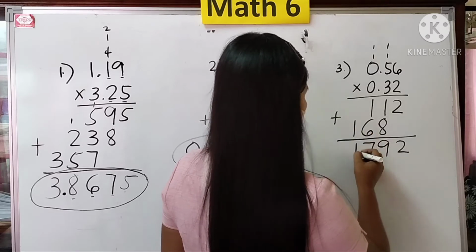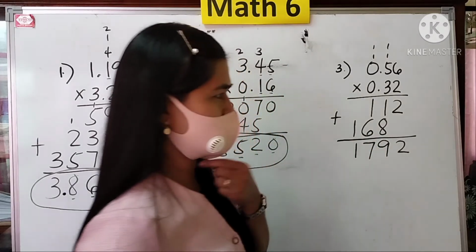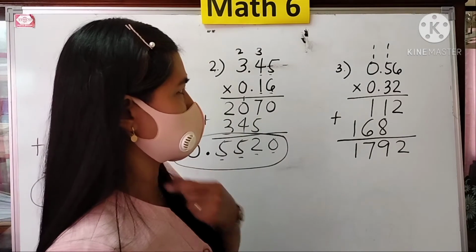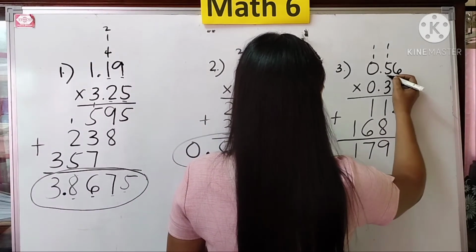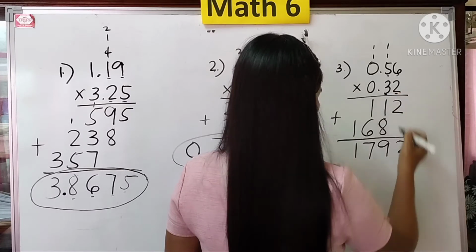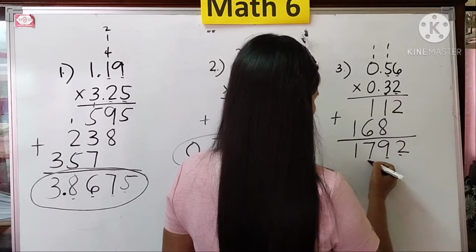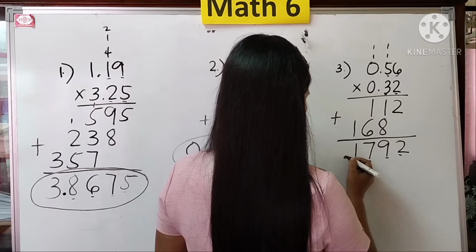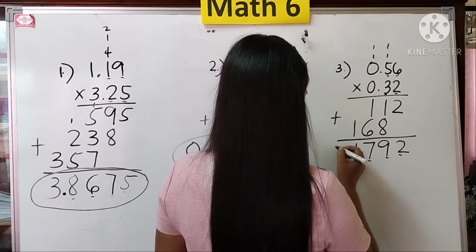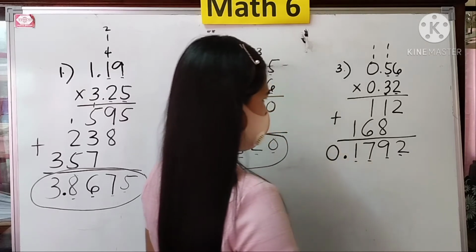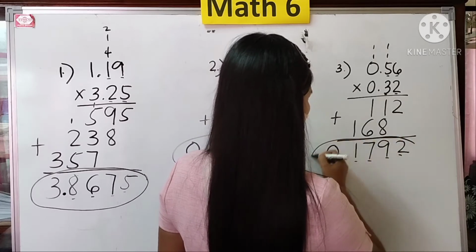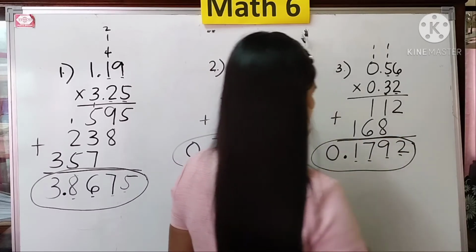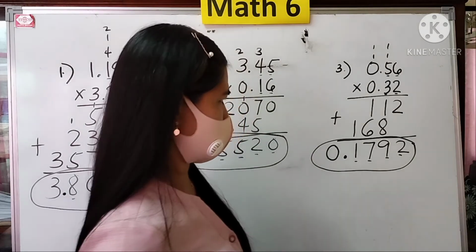Then bring down 1. So after that, you may now count the total number of decimal places in the factors. So we have 1, 2, 3, 4. So your decimal point will be here. And then as a placeholder, you must affix 0 here for the whole number. So your final answer will be 1,792 10,000s for these factors.